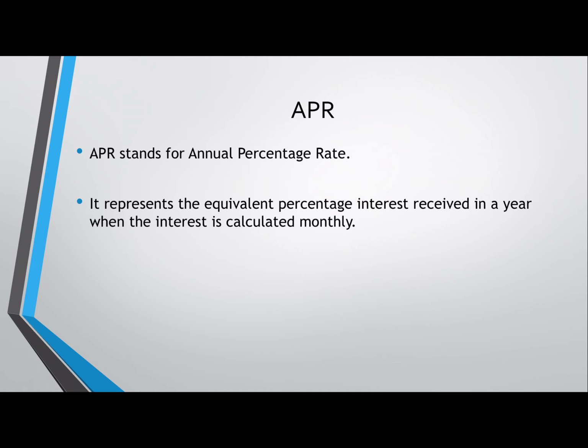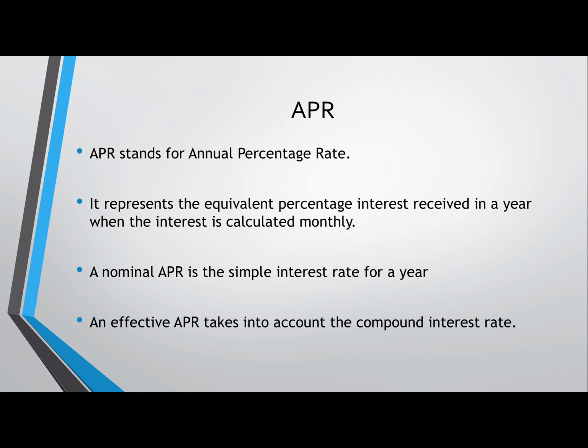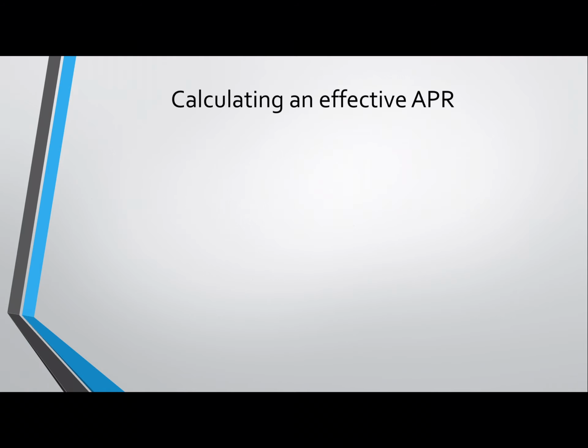So you might get 1.2% per month, but you want to know what that would be over the course of a full year. A nominal APR is the simple interest rate for a year, and an effective APR takes into account the compound interest rate. What we're going to be looking at is effective APR rather than nominal APR. With nominal APR, you can just add things together. It's quite straightforward. But effective APR is the one that works like compound interest, so that's what we're going to be looking at. So how do we calculate an effective APR?